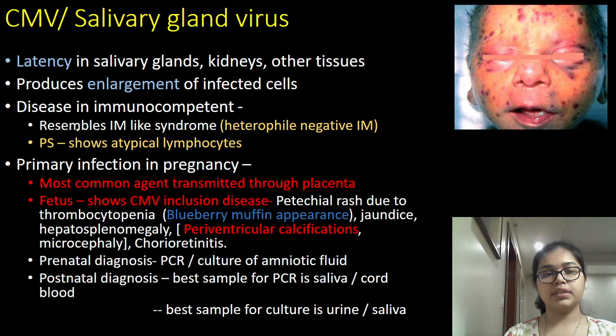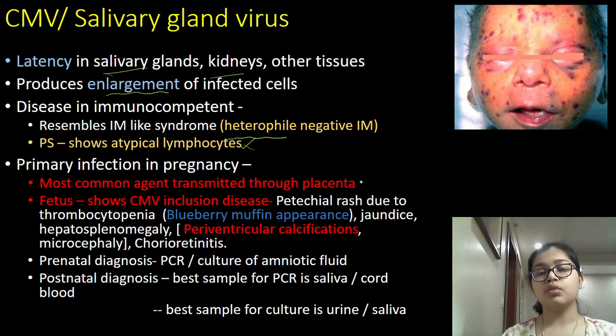Cytomegalovirus, or HHV5, remains latent in salivary glands, in kidneys, and in various other tissues, and produces enlargement of the infected cells, which is why it is known as cytomegalovirus. The disease in immunocompetent individuals resembles infectious mononucleosis but is heterophile negative, unlike actual infectious mononucleosis. Peripheral smear does show atypical lymphocytes just like infectious mononucleosis. In pregnancy, it's the most common agent showing vertical transmission. The fetus shows blueberry muffin appearance with typical petechial rash along with periventricular calcifications.